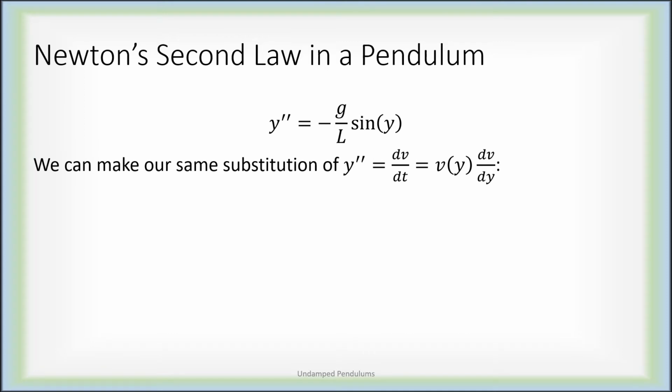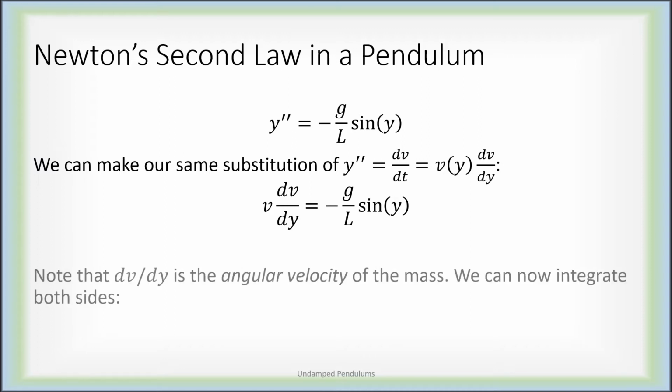We can make our same substitution, where y double prime, instead of calling it dv dt, we call it v of y times dv dy. So v times dv dy is negative g over L times the sine of y. Now dv dy is the change in velocity as the angle changes. Remember, y represented our angle. Okay, so this is our angular velocity.